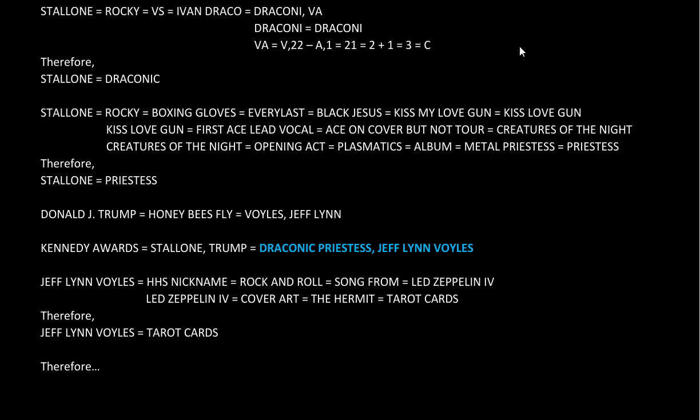From Donald J. Trump, we get Jeff Lynne Voiles. So from the Kennedy Awards, we get Trump and we get Stallone. From Stallone, we get Draconic Priestess. From Trump, we get Jeff Lynne Voiles. So from the Kennedy Awards, we get Draconic Priestess and Jeff Lynne Voiles.